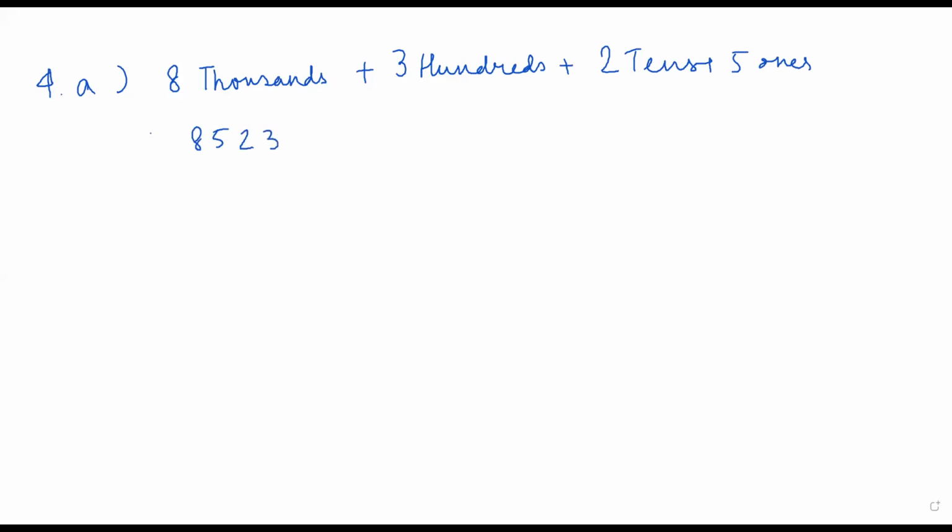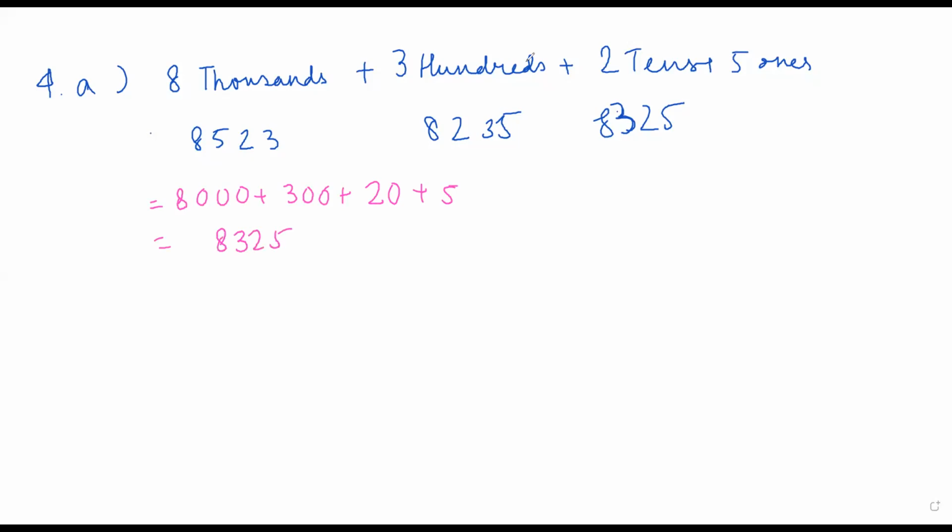8523. Next is 18235. And the last one is 8325. So I'm drawing with another color. 8000 plus 300 plus 2 tens means 20 plus 5 ones means 5. So it is coming 8325. Basically this answer, so the last answer you will encircle.